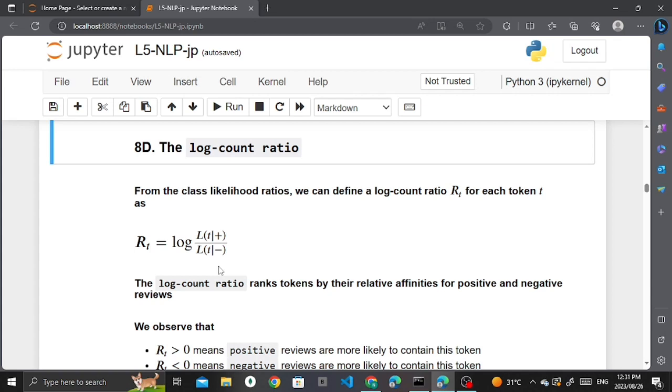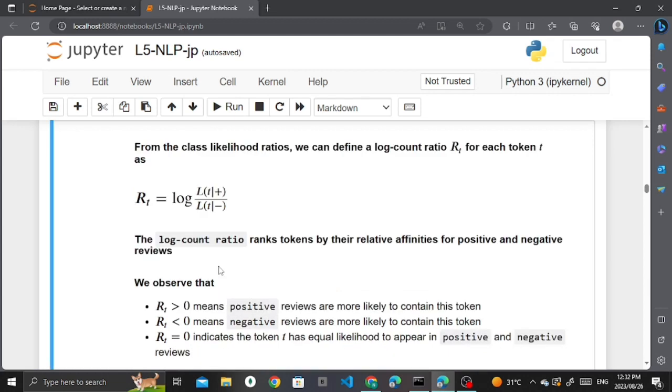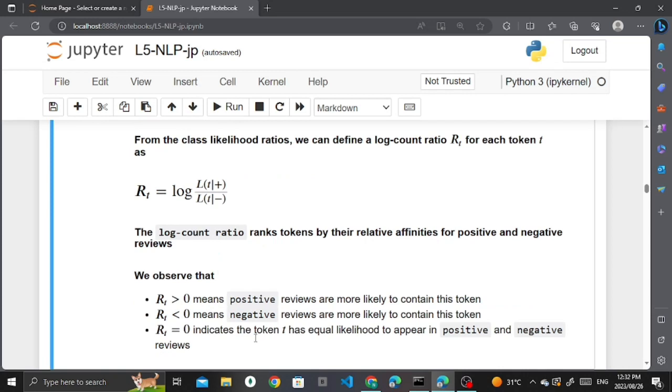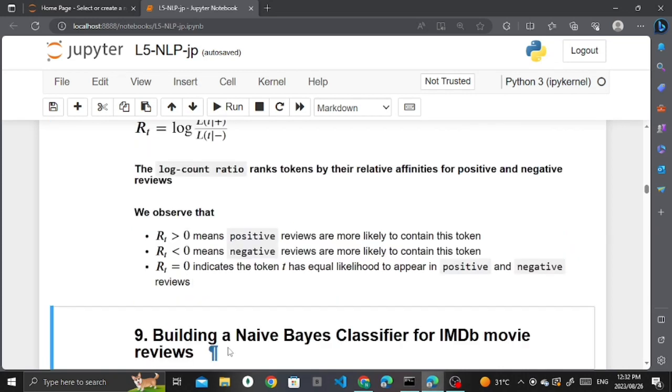So the next thing is the log count ratio. What is a log count ratio? The log count ratio RT measures a token's tendency to appear in positive or negative reviews by comparing their conditional likelihoods. So RT, the ratio, greater than 0 indicates the token's preference for positive reviews, less than 0 for negative, and a ratio equal to 0 means equal likelihood. Here you can see the things I mentioned, as we observed.